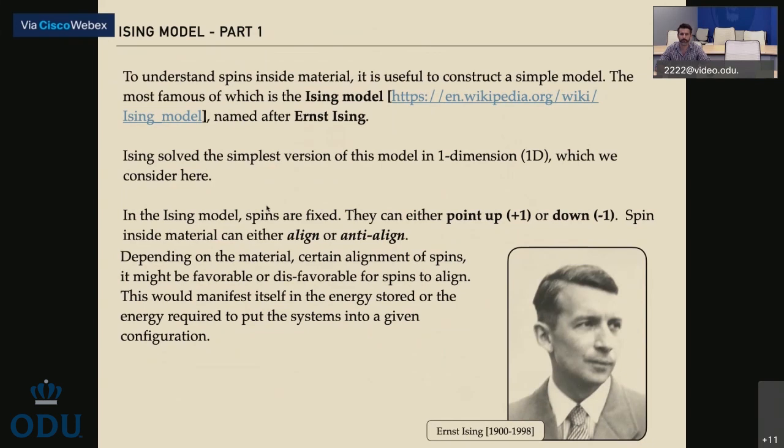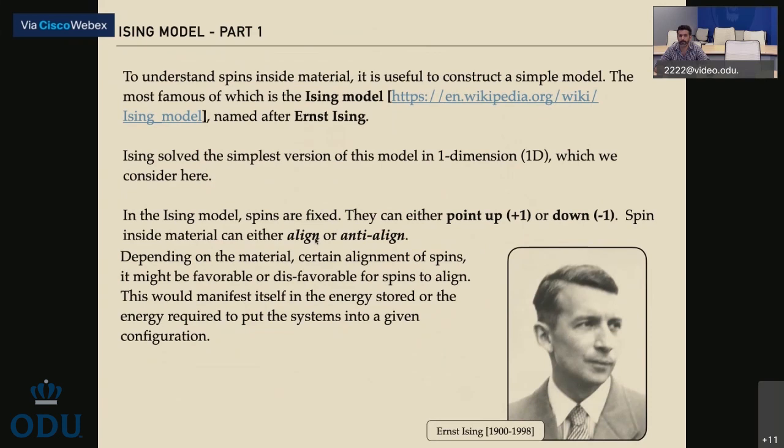So we're going to think about atoms as fixed, and they can have some spin that could either be up or down. That's it. We're not going to allow them to rotate. Nothing complicated, just very simple, okay? And so they can either point up, in which case we give them a value of +1, or they can point down, in which case we're going to give them a value of -1, okay?